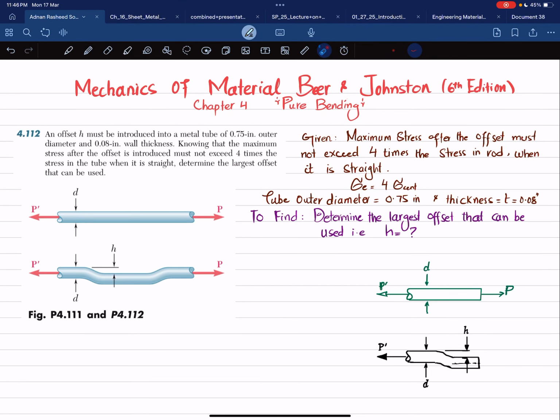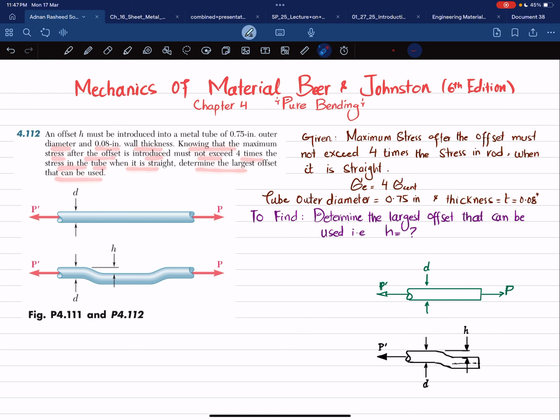In this video, we are going to solve problem 4.112 that is taken from chapter number 4, Pure Bending, and the book name is Mechanics of Material by Beer Johnston, 6th edition. So the statement is: an offset edge must be introduced into a metal tube of 0.75 inch outer diameter and 0.08 inch wall thickness, knowing that the maximum stress after the offset is introduced must not exceed 4 times the stress in the tube when it is straight. Determine the largest offset that can be used.